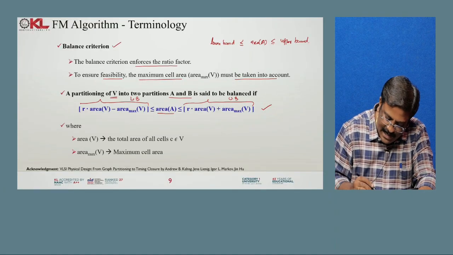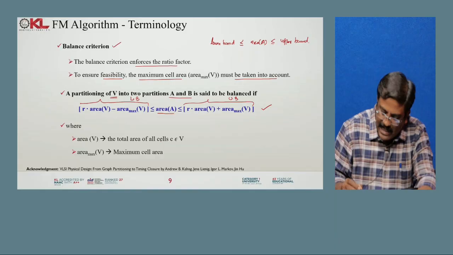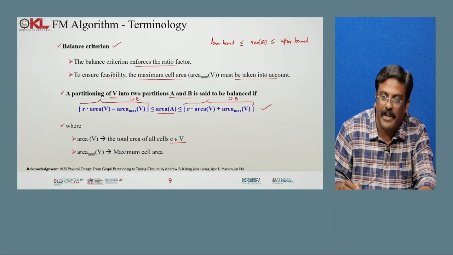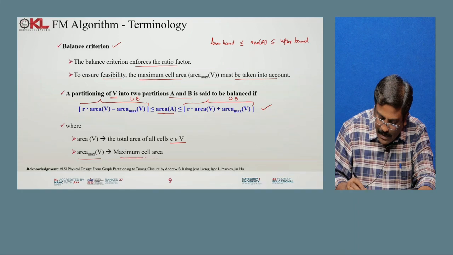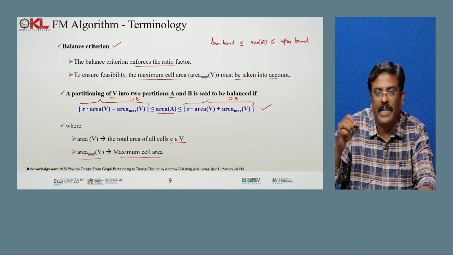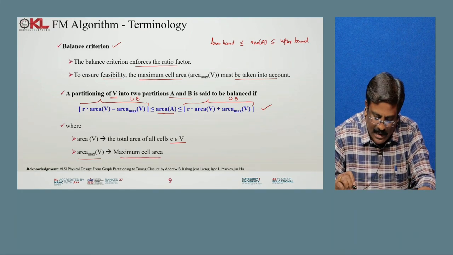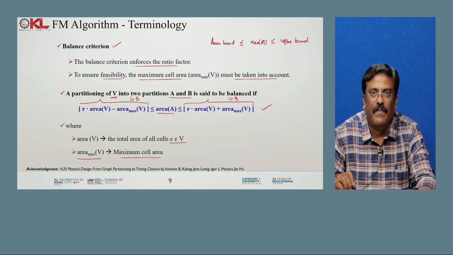Here the area of V is nothing but the total area of the cells available in a particular graph. A cell indicates the vertices available on your hypergraph, and the area max is nothing but the maximum cell area among all your vertices, which we consider as the area max of V.